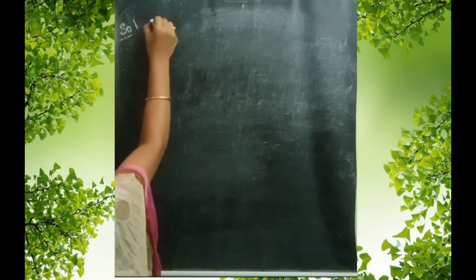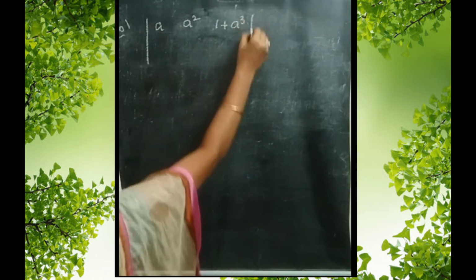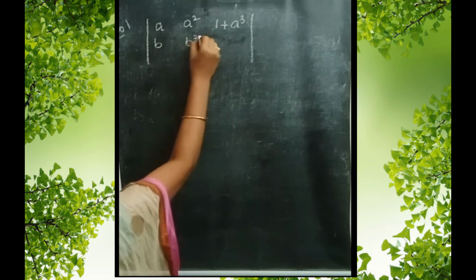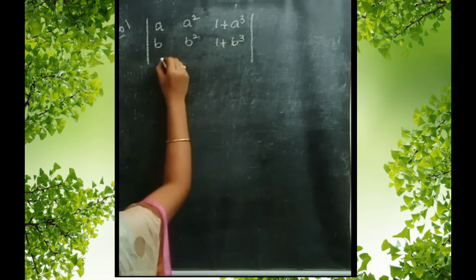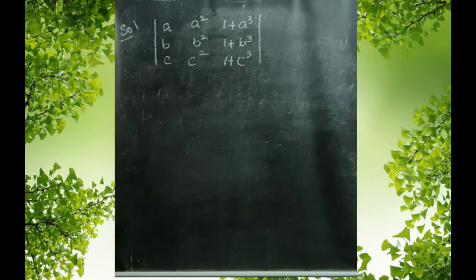First, we'll write the first matrix. That means A, A square, 1 plus A cube; B, B square, 1 plus B cube; C, C square, 1 plus C cube. So they have given one matrix, and they said that the determinant of A, B, C, A square, B square, C square, 1, 1, 1 is not equal to 0. So they have given one condition, and they asked to show that ABC equals minus 1 from this. First, I have already said a property for this.